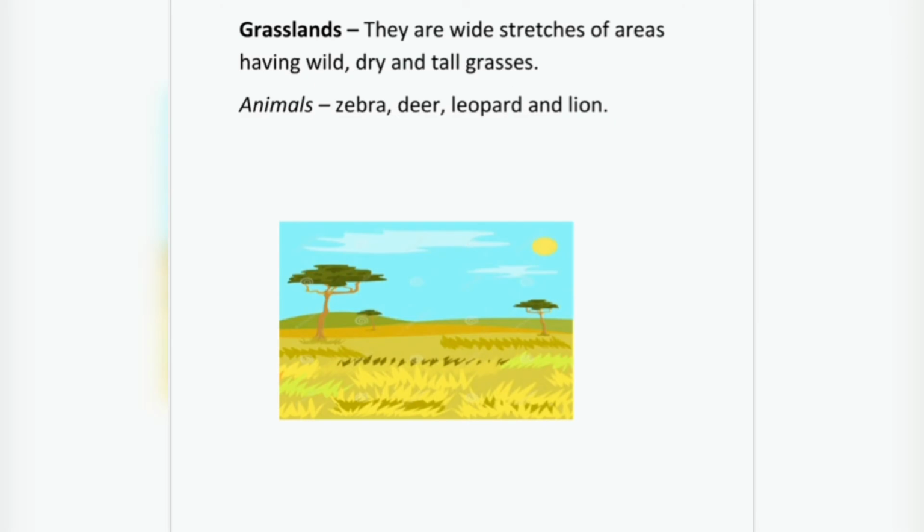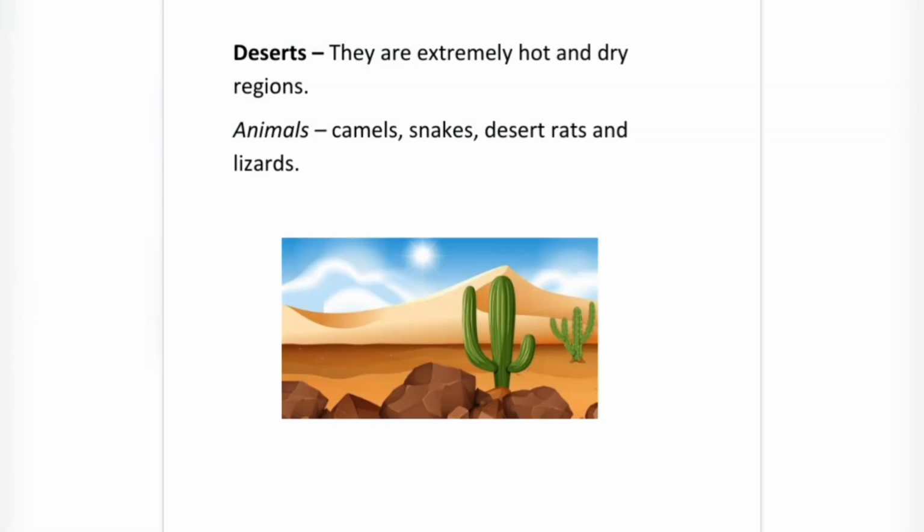Grasslands. Grasslands are wide stretches of areas having wild, dry, and tall grasses. Animals such as zebra, deer, leopard, and lion live in grasslands. Deserts. Deserts are extremely hot and dry regions. They receive very little or no rain. As a result of this, very few animals like camels, snakes, desert rats, and lizards live here.